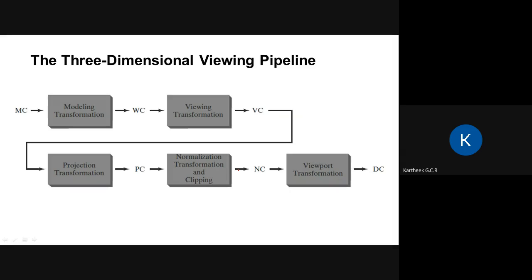After normalization, we would apply clipping. Of course, this clipping is with respect to the view volume we have considered: the front, back, left and right, and the top and the bottom. And once we get the normalized coordinates, we would convert these normalized coordinates into device coordinates by mapping the normalized coordinates to the viewport, whatever we have defined.